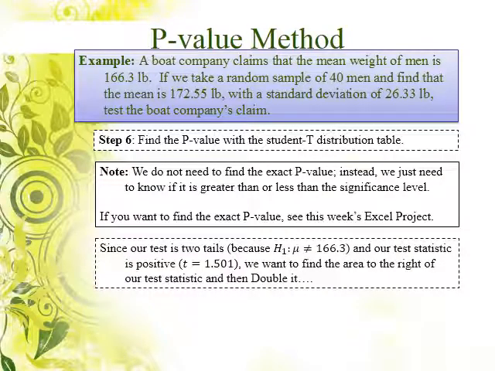Since our test is two tails because our alternative hypothesis had a not equal to sign in it, and our test statistic is positive, we want to find the area to the right of our test statistic, and then since it's two tails, we're going to double it. If our test statistic was negative, because this is two tails, we want to find the area to the left of that negative test statistic and then double that. But again, in this case, ours was positive.